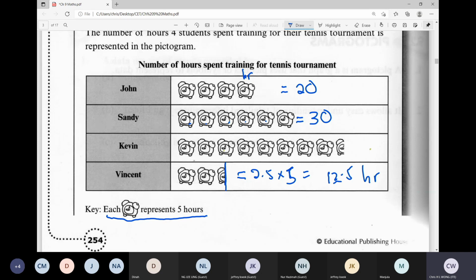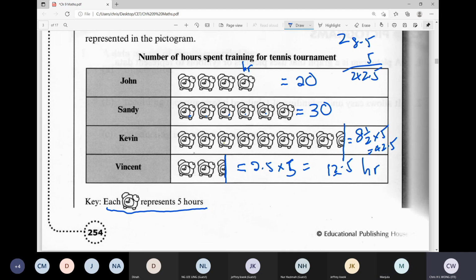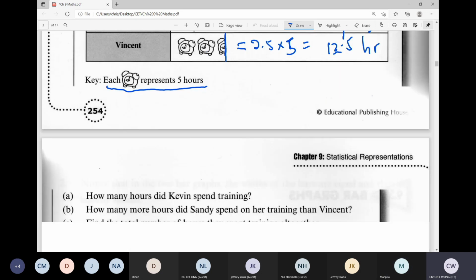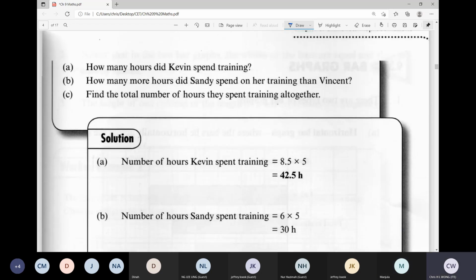There's a half here also. This one is 8.5, so you have 8.5 times 5, which is 42.5. 8 times 5 is 40, plus half of 5 is 2.5, so 42.5. That's how they represent. They give you a pictogram to make you count. You have this in the exam, very simple, very easy to do. All right, this is the answer.